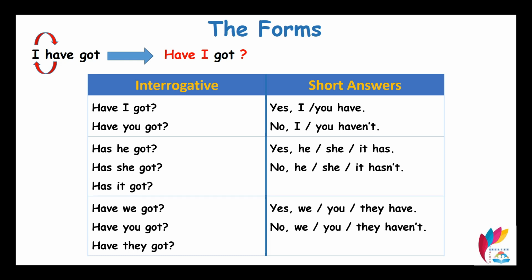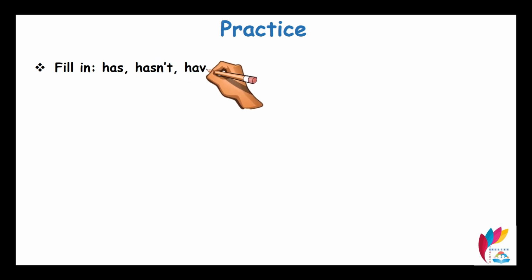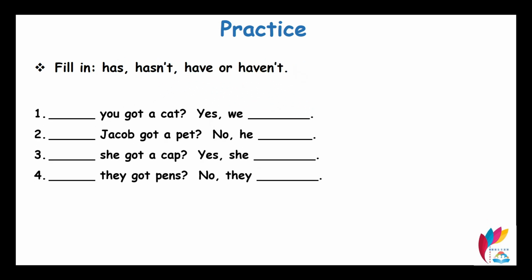Now let's move to some exercises for practice. The first question is: fill in the gaps with has, hasn't, have, or haven't. We have here four sentences. The first one is: you got a cat? Yes, we. The second: Jacob got a pet. So, have or has, or hasn't or haven't? No, he. You tell me in the comments. So, this is the first exercise.